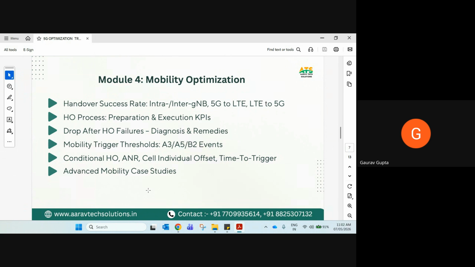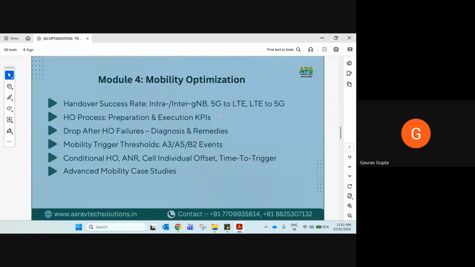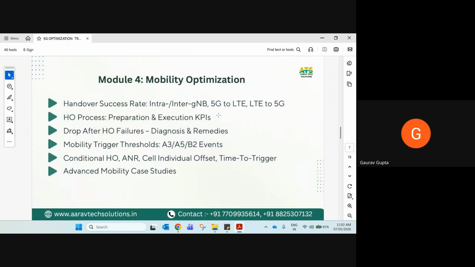So talking about mobility optimization, we will start with the types of mobility optimization, intra-frequency and inter-frequency. Because for mobility, we have to segregate our issue, whether the failure is from the preparation phase or the execution phase. First of all, we will understand what you actually mean by the preparation phase and execution phase. Accordingly, we will see the KPIs and the sub-KPIs involved, and their formulas.